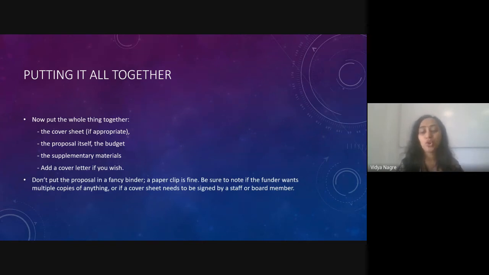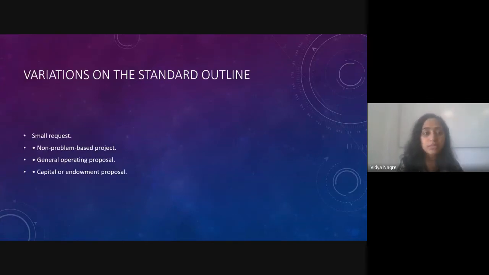Be sure to note, because this is an official document and formal communication, you're using it for formal communication. So you keep the formal professionalism maintained. Be sure to note if the funder wants multiple copies of anything, or if a cover sheet needs to be signed by a staff or board member. Ask for clarification on everything before you submit.